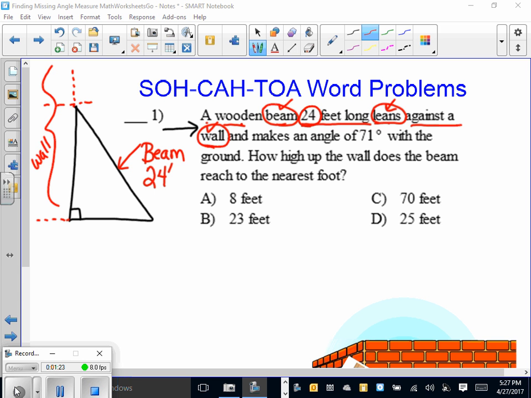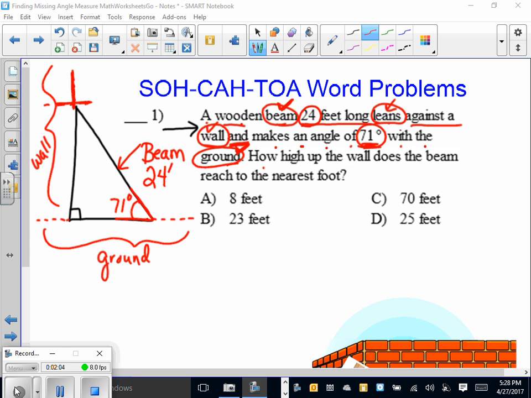Okay? And we know the wall is taller than the beam. That's the reason why I drew that part right there. And we know that it's going to be touching the ground, so we know that this part down here is the ground. All right, then it says, and, that means they're continuing, make an angle of 71 degrees with the ground. Okay, so the 71-degree angle is between the beam and the ground. So this angle right here between the beam and the ground is 71 degrees.